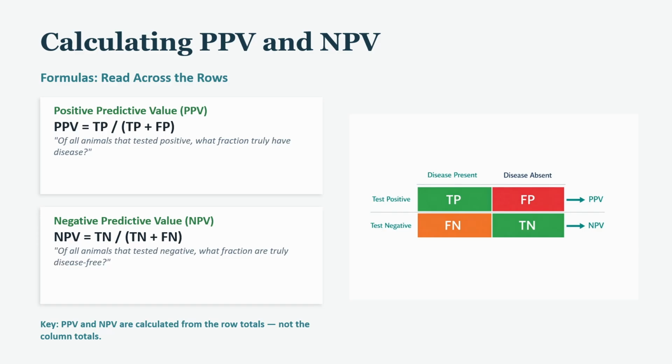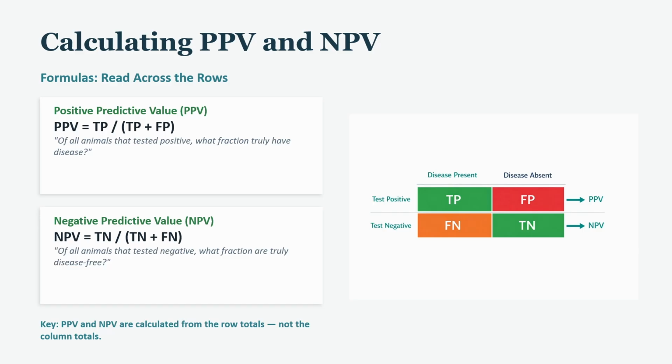PPV equals true positives divided by all positive tests. TP divided by TP plus FP. It answers, of everyone who tested positive, what fraction actually has the disease? If PPV is 90%, then 9 out of every 10 positive results are true positives. If PPV is 20%, then only 2 out of every 10 positive results are true positives. The rest are false alarms.